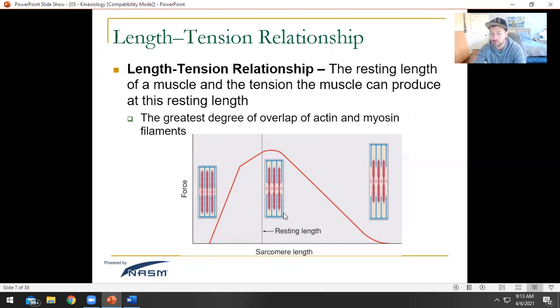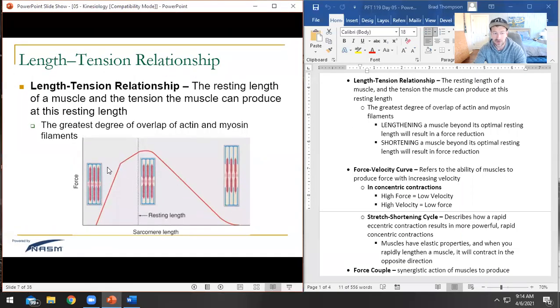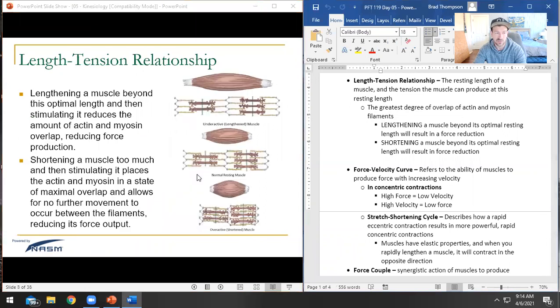Versus what we see right here, which is an ideal length tension relationship. This is exactly what we're looking for. There's plenty of room to move, but there's also a lot of cross bridging already happening, so that makes it very easy. You've got a really good connection between these two things. That's the greatest degree of overlap between the actin and myosin fibers. There's not too much overlap and not too little overlap. That's length tension relationship. What's really important to know about this is that lengthening a muscle beyond its optimal resting length will result in a force reduction.